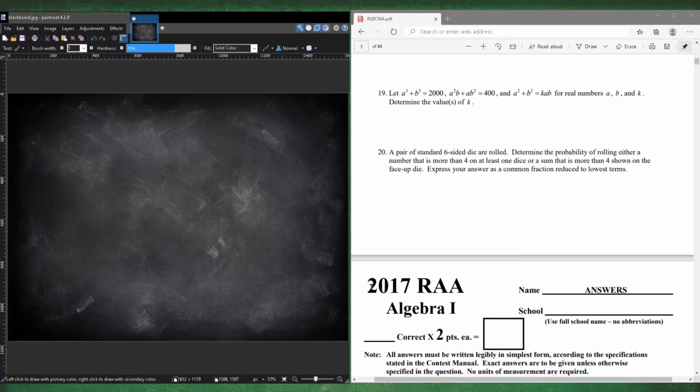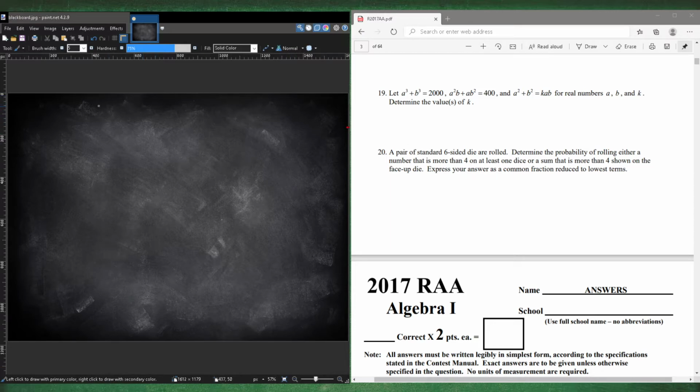Okay, number 20. A pair of standard six-sided dice are rolled. Determine the probability of rolling either a number that's more than 4 on at least one die, or a sum that is more than 4 on the face-up dice.